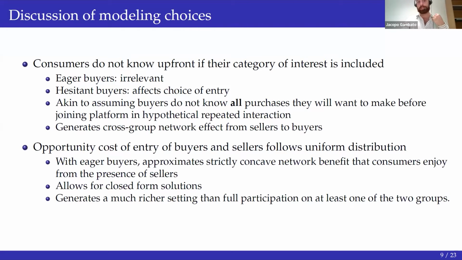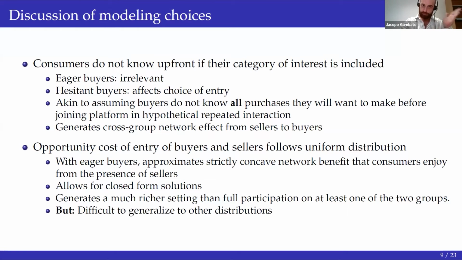Second, one of the choices that we make is to keep everything using uniform distributions. One, because it allows for neat closed form solutions that make comparative statics relatively easy. And second, because with the presence of eager buyers, the uniform distribution alone approximates strictly concave network benefits given the presence of sellers. In general, this allows us to generate a much richer setting than assuming full participation on at least one of the sides, which again is the most common choice of modeling when trying to capture network effects on a platform. However, for clarity's sake, I should mention that it is difficult to generalize the result that we find to other more general distributions.